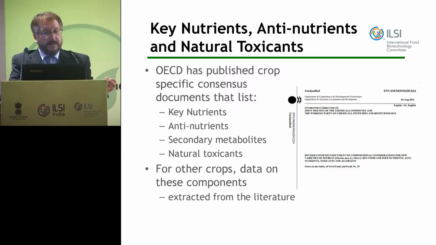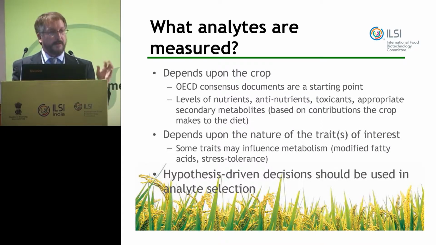So the OECD has listed a lot of the key nutrients, anti-nutrients, and natural toxicants for a lot of the major crops. These are consensus documents. But for other crops, you probably need to get the information from the literature or come up with your own. Depending on the transgene and depending on the crop, the OECD documents might just be your starting point.